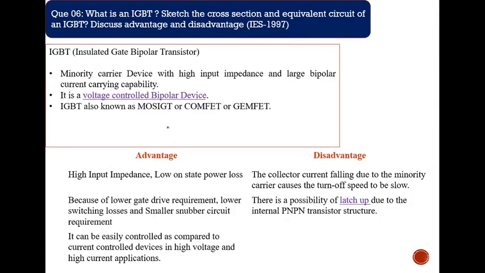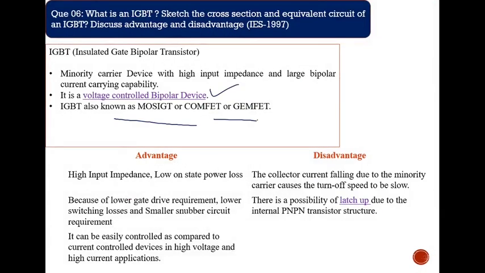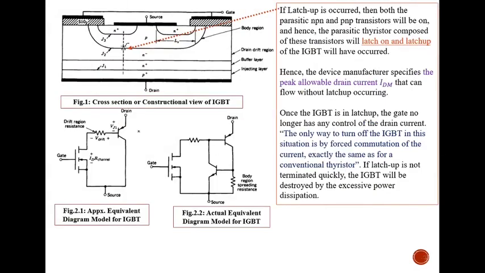The next question: what is an IGBT? IGBT usually stands for insulated gate bipolar transistor, and this is a voltage controlled bipolar device, and there are different names available here. The advantages and disadvantages are here. Please pause the video and see what the advantage is and what the disadvantage is.